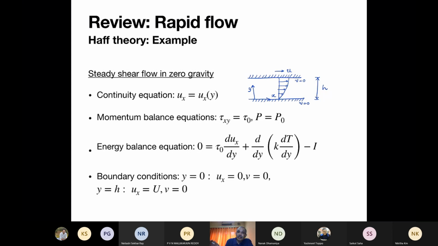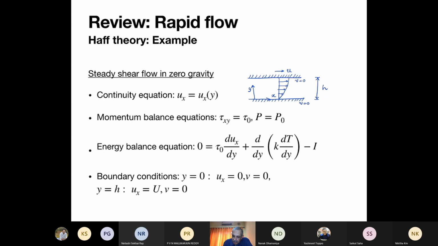And now we have gone to the other extreme where you have rapid flows, and here the flow is dominated by interparticle collisions. And one way of studying these kinds of flows is using kinetic theory. And what we are doing right now is some examples using kinetic theory, which is this kinetic theory proposed by Haff. And the example that we are looking at is steady shear flow in zero gravity.